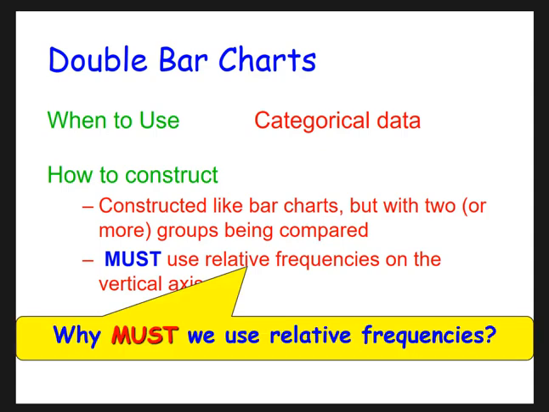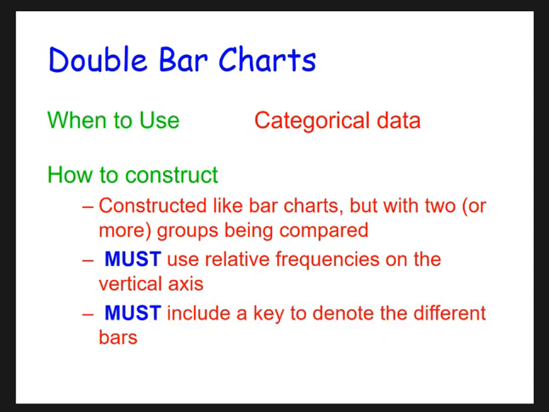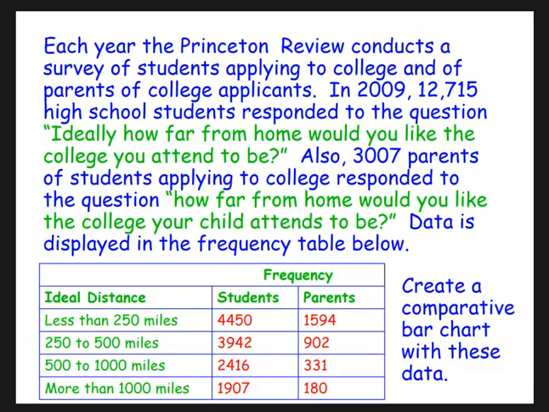But why do we say that we use the relative frequencies? Because if the frequencies are different, they're not going to fit on the same axis. It's going to be hard to compare. Also, we must include a key that shows which bars represent which data sets, whether it's color-coded or labeled in some other way. So for example here, each year the Princeton Review conducts a survey of students applying to college and of parents of college applicants.